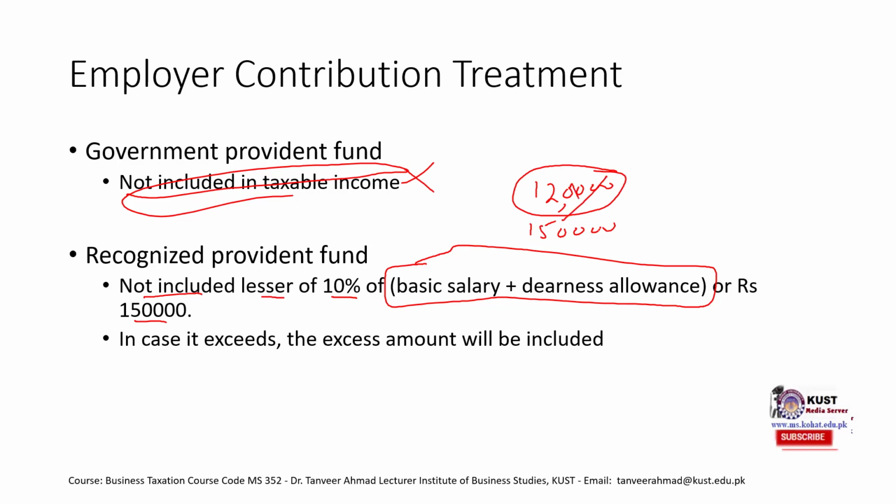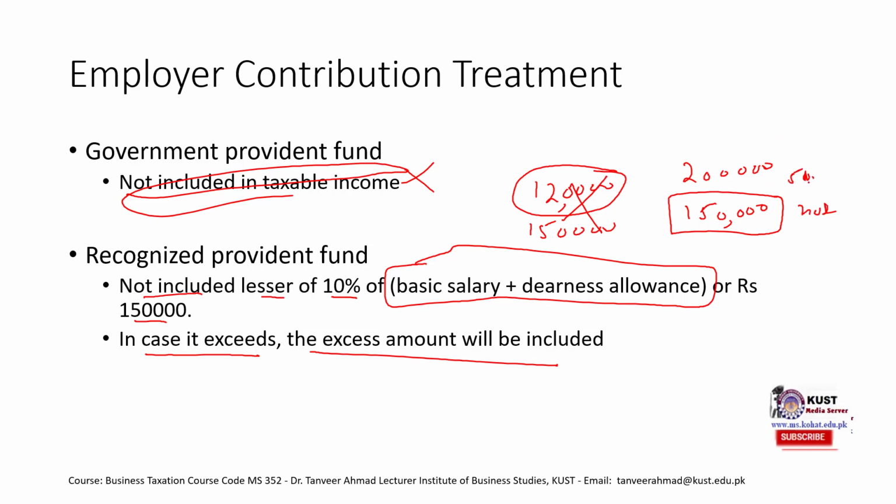But let's ignore this scenario. Let's just say the 10% of basic salary and dearness allowance is 2 lakh rupees. And then we have this 1,50,000 constant amount which is coming from here. So it says lesser of these two. Which one is lesser? It is 1,50,000. This amount is excluded. We would not pay tax on this amount. But in case it exceeds, the excess amount will be included in tax. So what is the excess amount? The difference between these two is 50,000 rupees. So this 50,000 rupees would be taxable. So you got the idea, right? 10% of basic and dearness allowance or 1,50,000, whichever of these amounts is lesser, that is exempted. We do not need to pay tax on that amount. Other than that, we would have to pay tax.